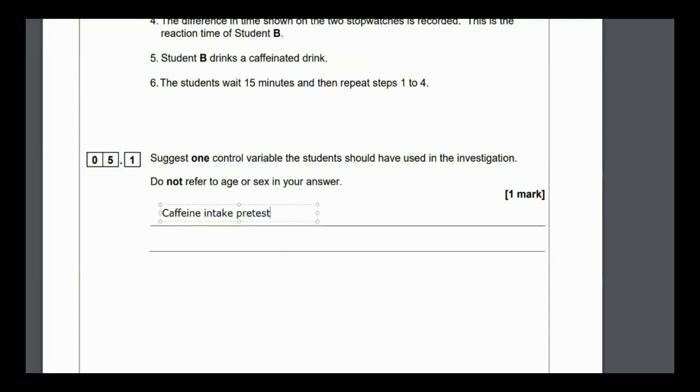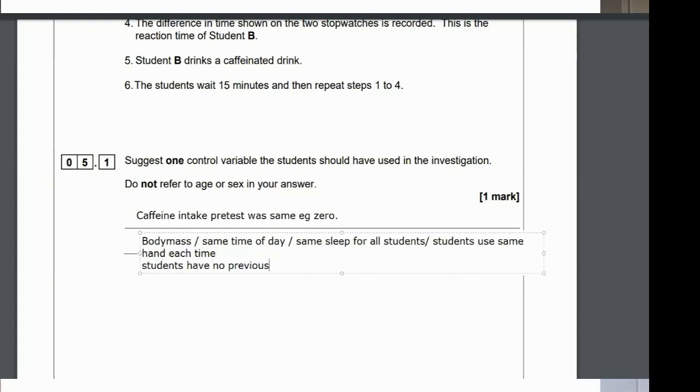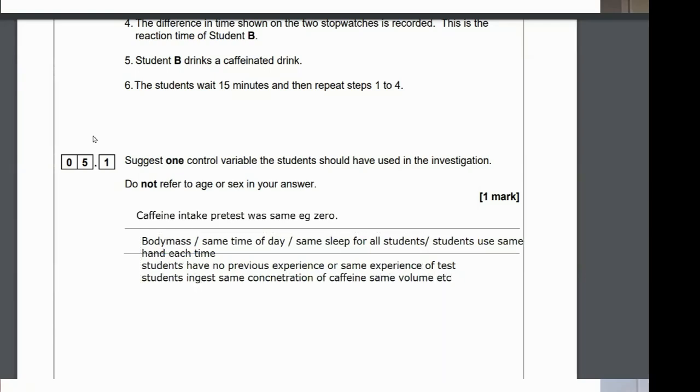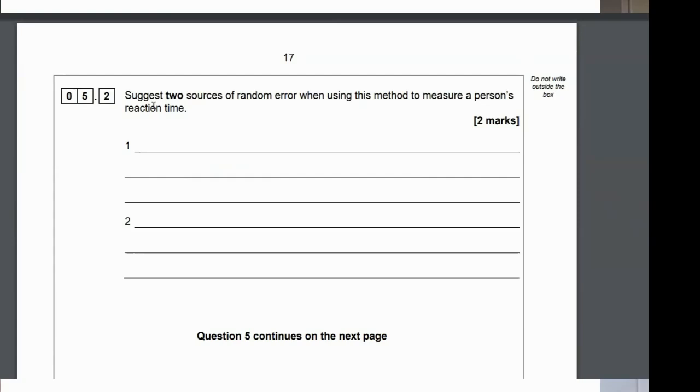Suggest one control variable they should have controlled. Well, there's lots here. And they tell us specifically don't refer to age or sex because they already mentioned that by saying 15-year-old girls. So we should control the caffeine intake of all the children. Okay, so they had the same caffeine intake. We've got the body mass, the same time of day they should have carried out the test, the same amount of sleep each student should have had, use the same hand each time. Did they all do it with their right hand? The students should have no previous experience, i.e., they haven't done the test before, and ingest the same volume and concentration of caffeine.